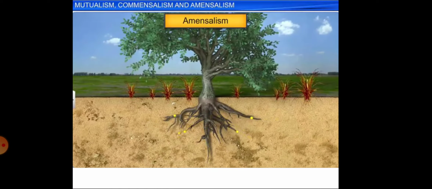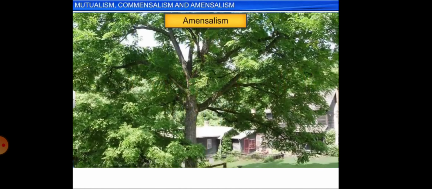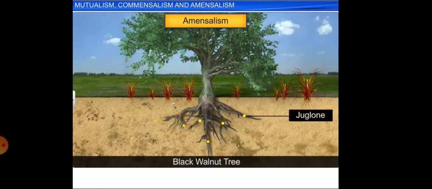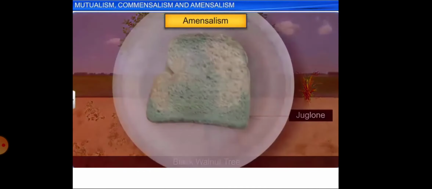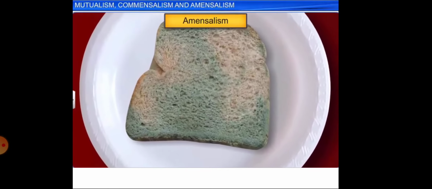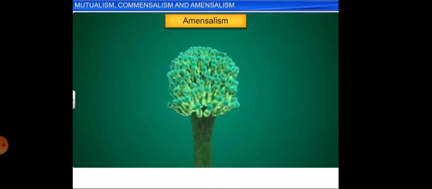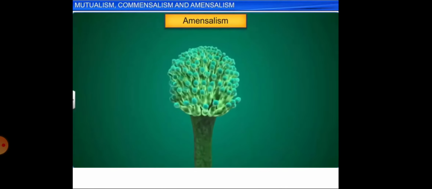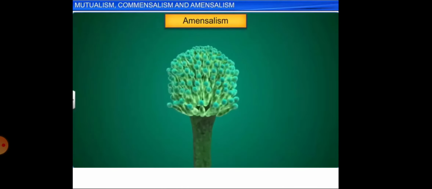For example, the black walnut tree exudes a substance called juglone into the soil, which damages the roots of neighboring plants, thereby preventing other plants from growing nearby. Another common example of amensalism is shown by penicillium, a bread mold which secretes penicillin, a chemical that kills or stops the growth of bacteria.